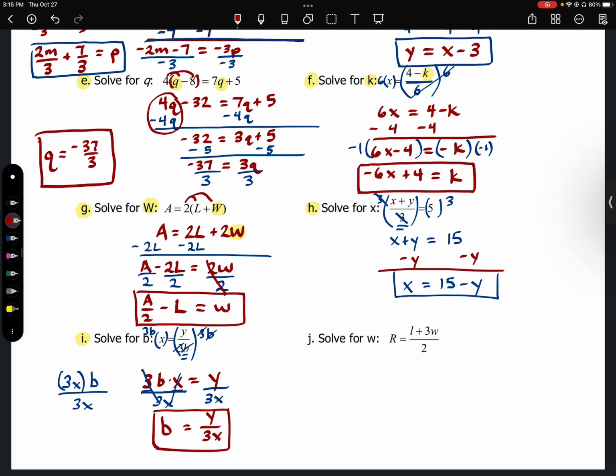I might have said that wrong a second ago, and I apologize if I did, but b equals y divided by 3x. All right, and then we got the last one for this part of the video, and then we'll work on the equations on the back. It says solve for w. So we're trying to get w by itself. And again, we need to get rid of that denominator. So if this entire side of the equation is being divided by 2, we're going to multiply that equation by 2.